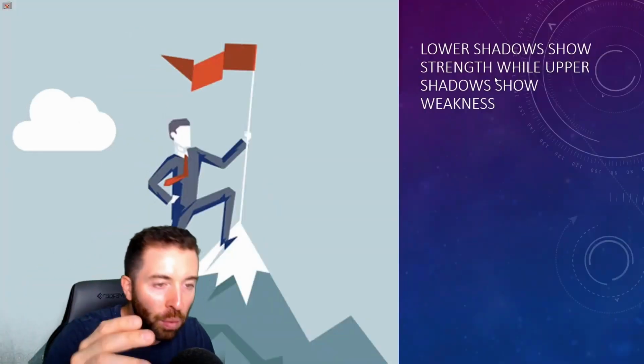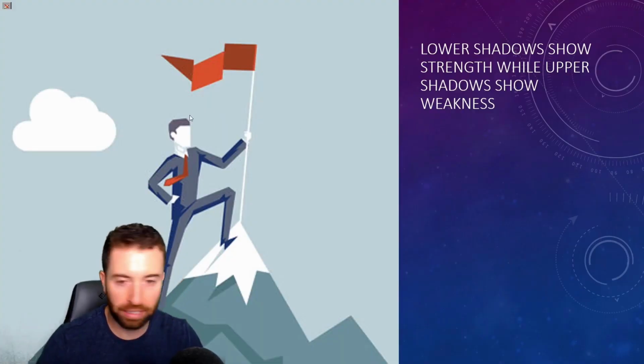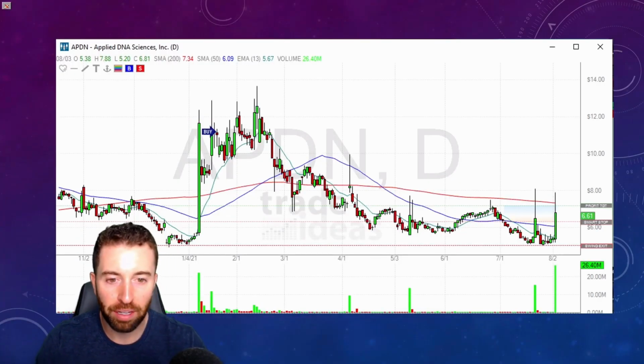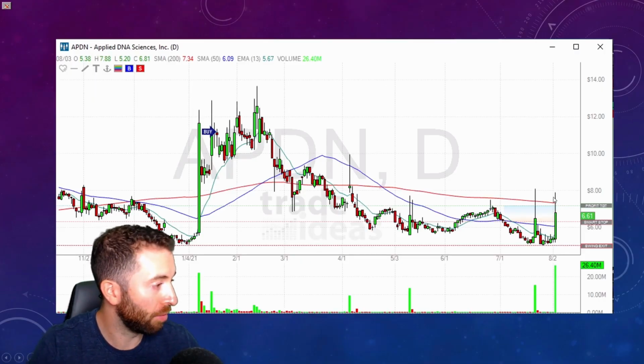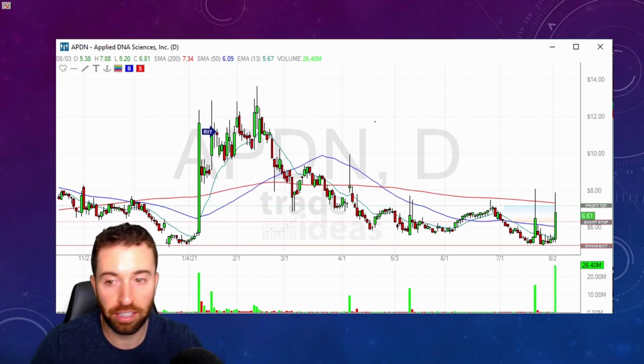We could see lower shadows show strength while upper shadows show weakness. Ready for your mind to be blown? Every time we have an upper shadow, it shows us that we are going to be falling. You could see this is on a daily chart. Every time we had an upper shadow, we then fell shortly after.